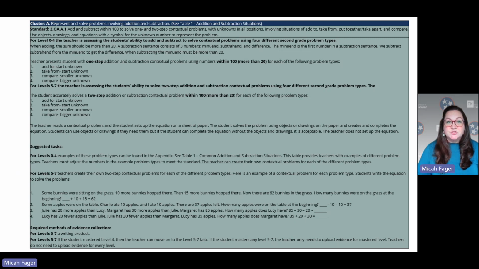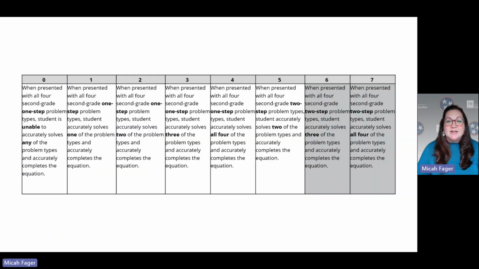After you have assessed your students with 2.OA.A.1, then it is time to score your student work. A rubric is provided for scoring your student work. The student work receives a level 0 when a student is presented with all 4 second grade one-step problem types and the student is unable to accurately solve any of the problems.